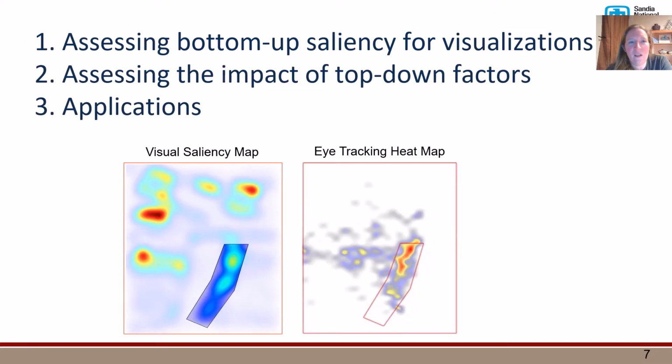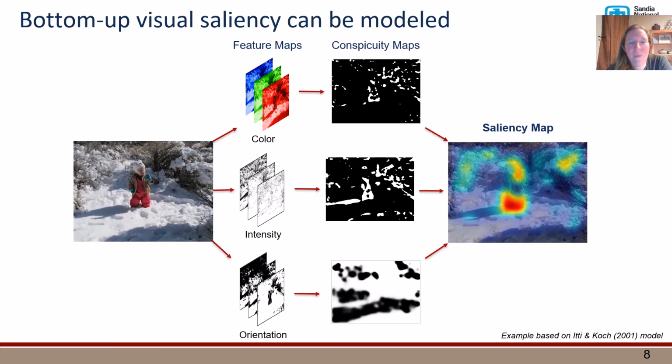I'm going to talk a little bit about each of these factors. I'll start by talking about how assessing bottom-up visual saliency for visualizations is potentially a useful evaluation tool. Then I'll talk about assessing the impact of top-down factors, and finally give an example of an application that ties these two things together.